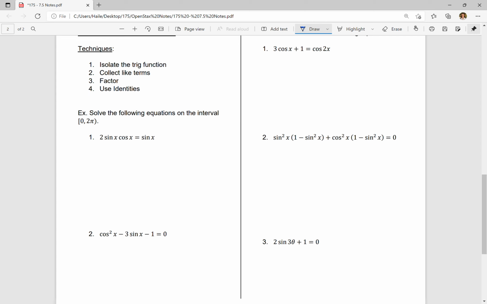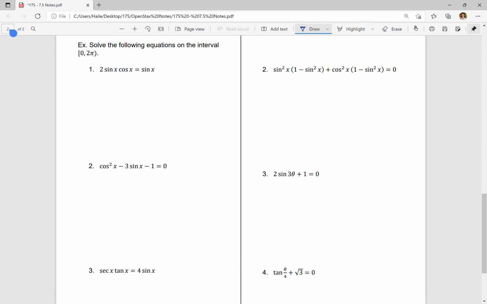So we're going to do just like we did with the previous page. We're going to solve some of them on 0 to 2 pi, and then we're going to solve some of them more generally. So in this first equation, we have 2 times sine of x times cosine of x is equal to sine of x. So let's ask ourselves how we could start to solve for this. So one thing you might notice is this 2 times sine of x times cosine of x. So if you remember from our section on double angle formulas, this is actually equal to sine of 2x.